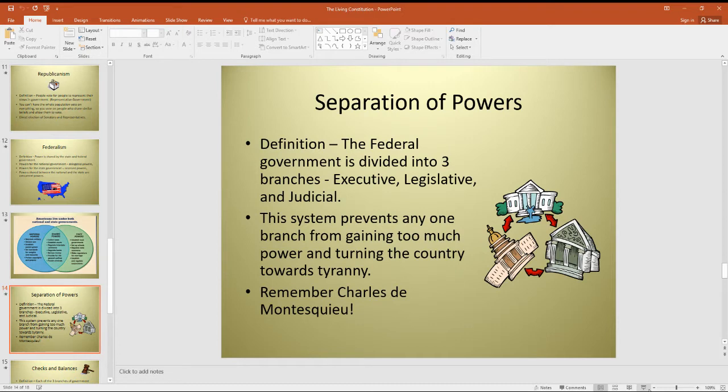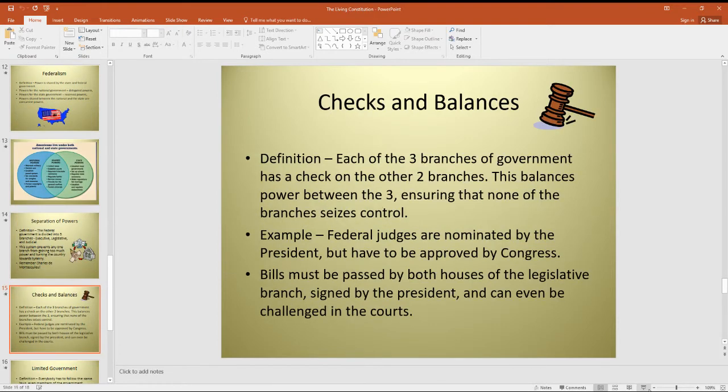Power is divided. And further than that, the next principle is checks and balances. Not only are each of the three branches separate, but each branch has a check or a limitation on the other two branches. The idea is that if any branch tries to seize control, the other two branches have a way to pull it back.